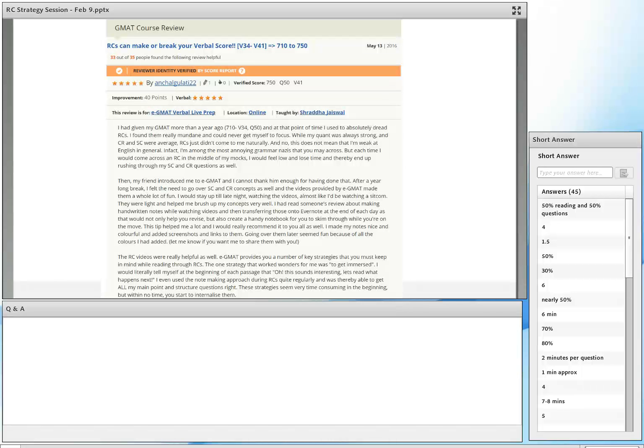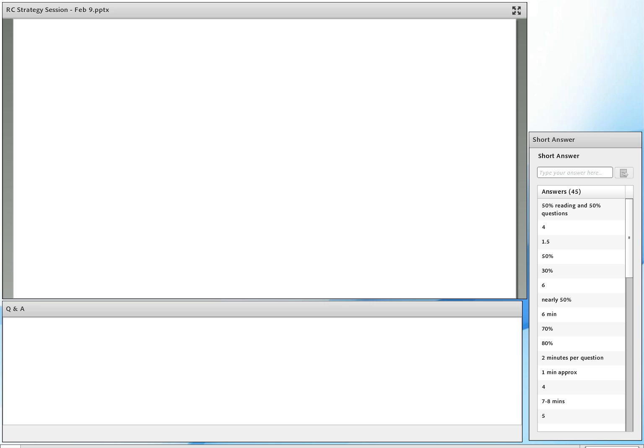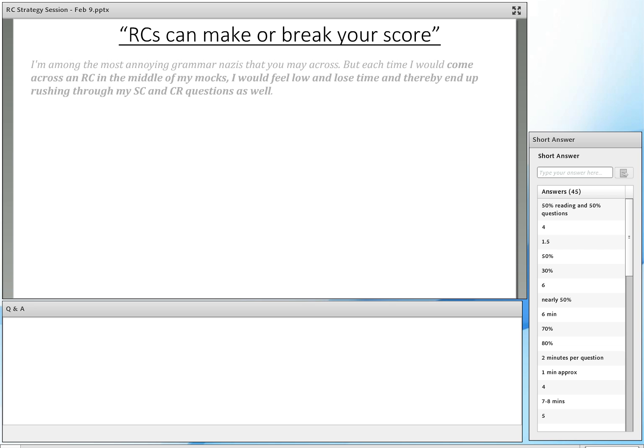And she would say, I would come across an RC in the middle of my marks and I would feel low and lose time and thereby end up rushing through my SC and CR questions as well. So she messed up her CR and SC because of RC. And then she changed her attitude towards GMAT RC.